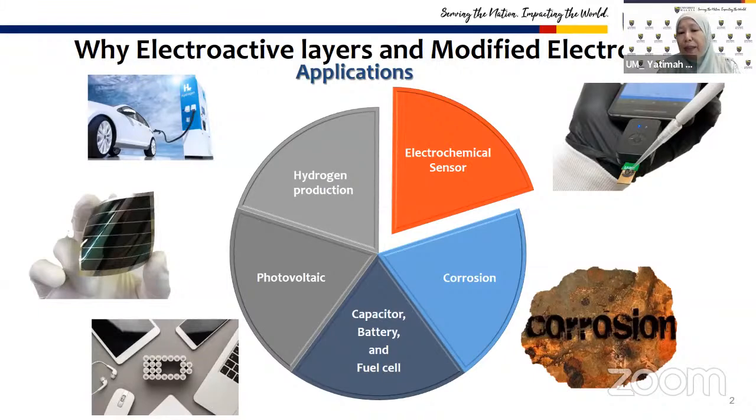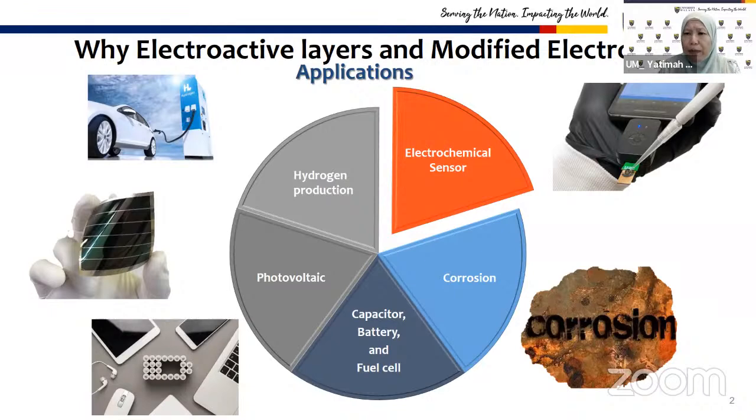And if you look at the capacitor, battery, and fuel cell, these are very much applications of electrochemical methods because they convert chemical energy to electrical energy. Batteries are very much used in small devices, but fuel cells are used for bigger prototypes, for example in transportation. The capacitor is basically to store the energy and then convert it. So there are a lot of applications.